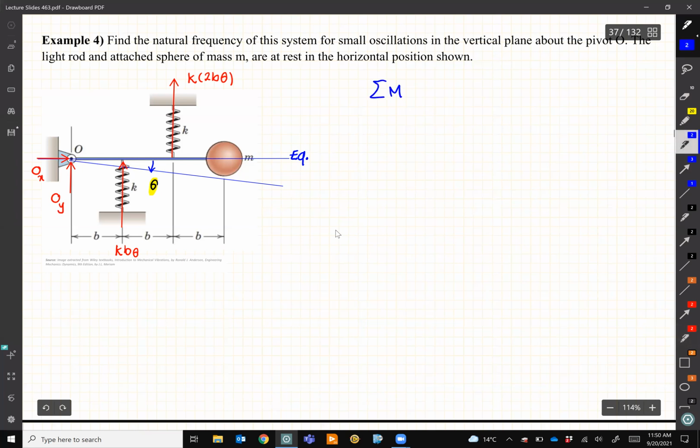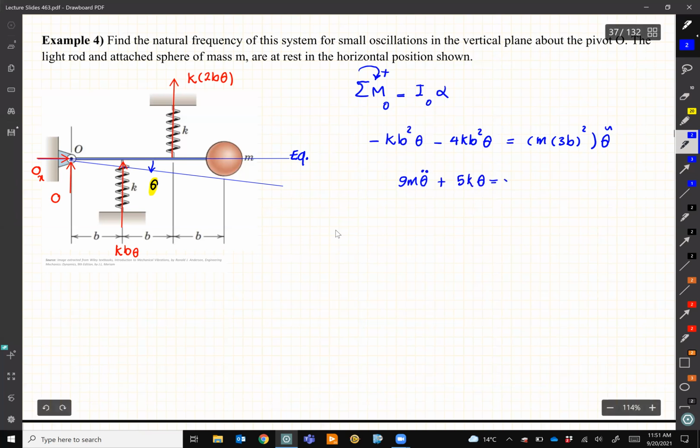The Euler law tells us that the sum of the moments about point O must be I_O alpha. So if I assume that clockwise is the positive direction, then I have to write kb squared theta minus 4kb squared theta. I just write the final things. And then I_O is m 3b squared theta double dot. If I simplify this one, I would get 9m theta double dot plus 5k theta is equal to 0.